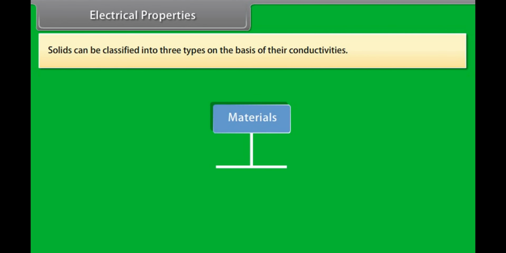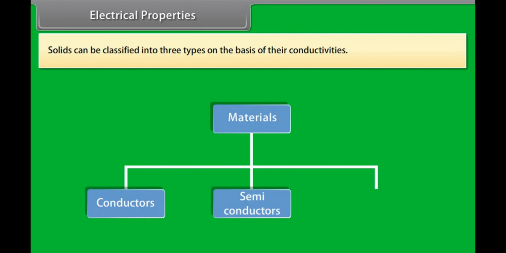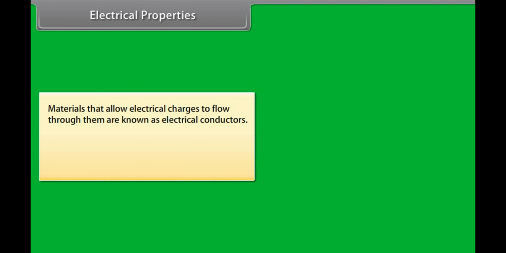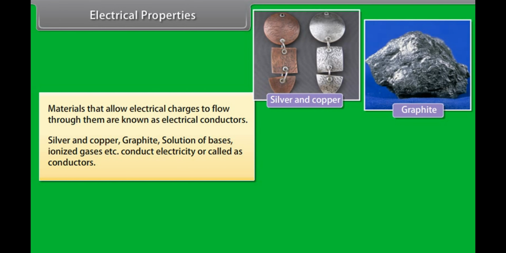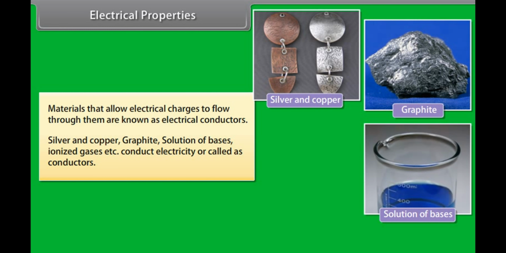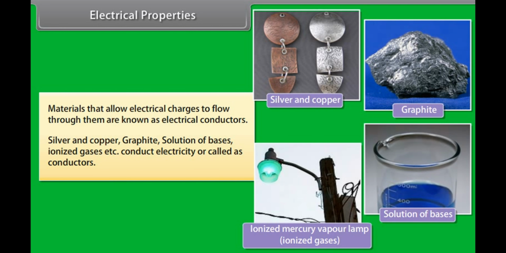Electrical properties. Solids can be classified into three types on the basis of their conductivities. Materials that allow electrical charges to flow through them are known as electrical conductors. Silver and copper, graphite, solution of bases, ionized gases, etc. conduct electricity or are called conductors.